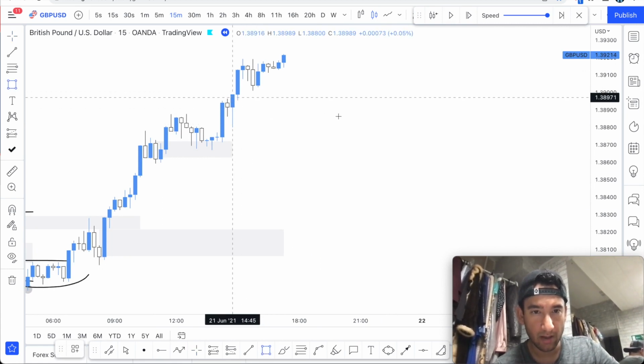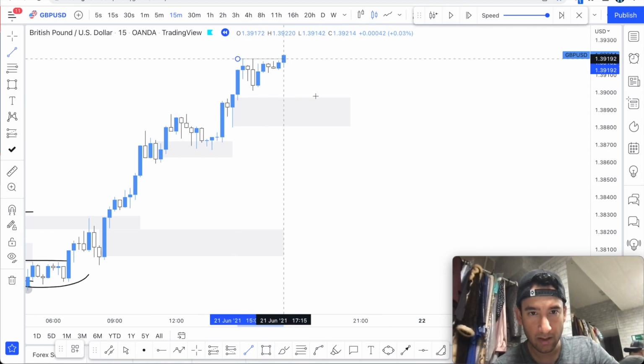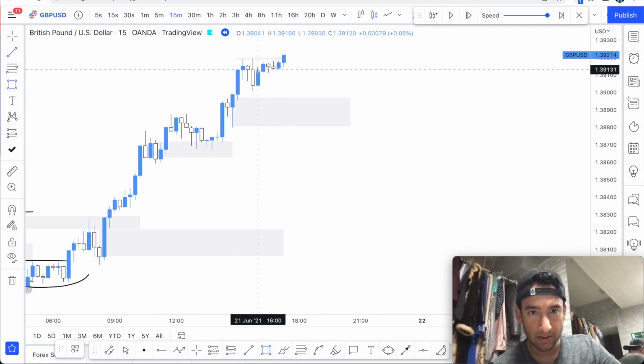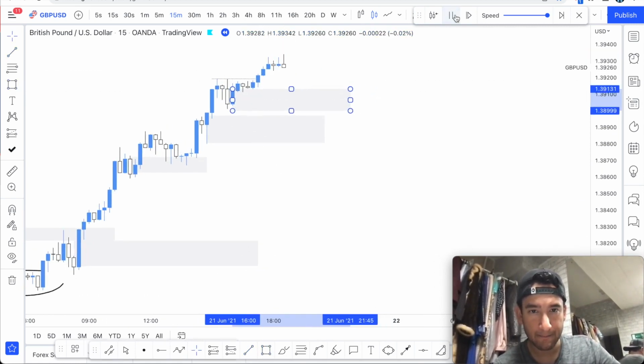We have a new break here. Let's look for the buy. I do see another break here though, right there. So we'll adapt to this new low here. Okay, let's see what happens.